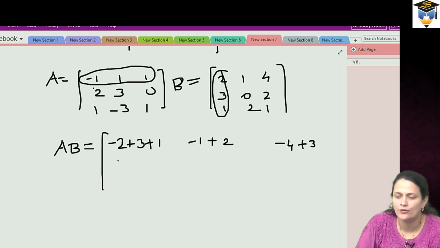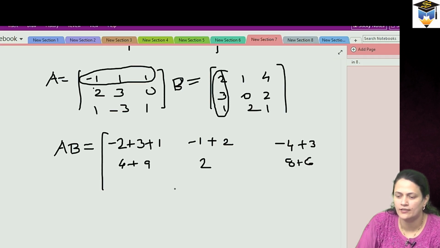Similarly, now take the second row, first column. So 2 2s are 4, 4 plus 3 3s are 9 plus 0. Okay. Then here it will be 2 plus 0 plus 0, that is 2 only. Next, 4 2s are 8 plus 6 plus 0.